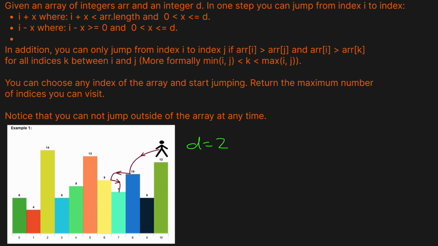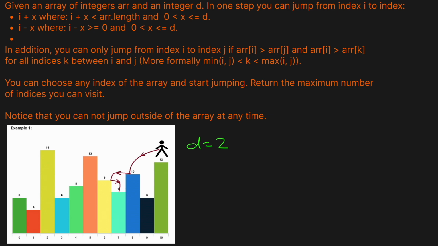Given an array of integers and an integer d, in one step you can jump from index i to index i plus x, where i plus x is less than the length of the array, and 0 is less than x is less than or equal to d. So basically we can make up to d jumps, or we can go in the opposite direction up to d jumps. In addition, you can only jump from index i to index j if array of i is greater than array of j and array of i is greater than array of k for all indices k between i and j, formally blah blah blah.